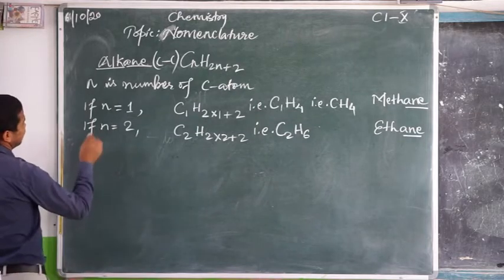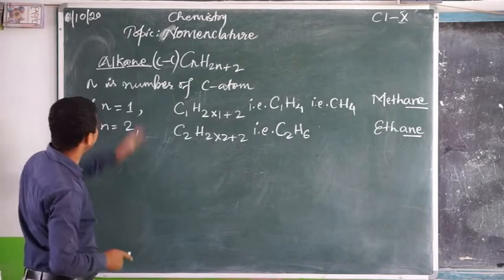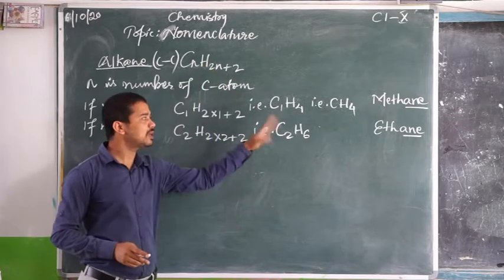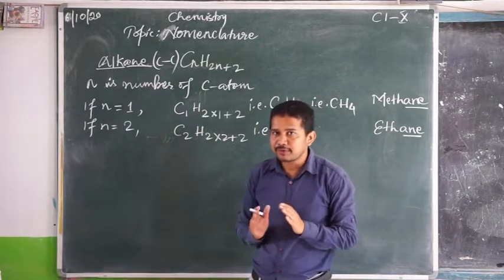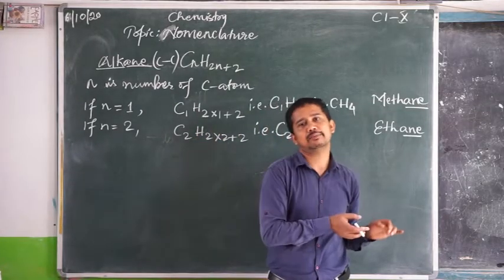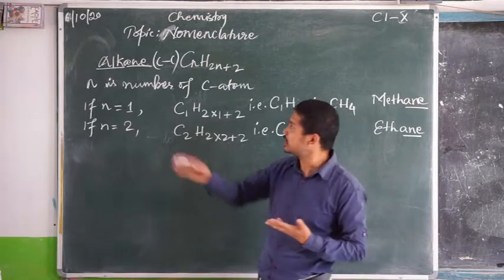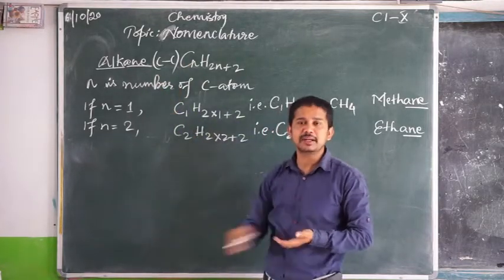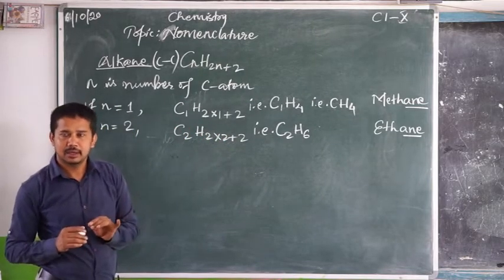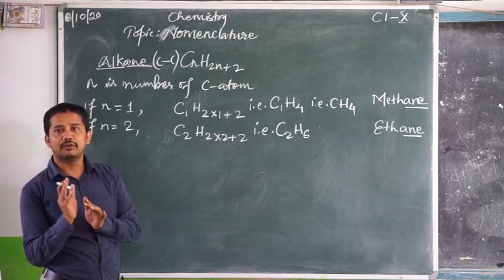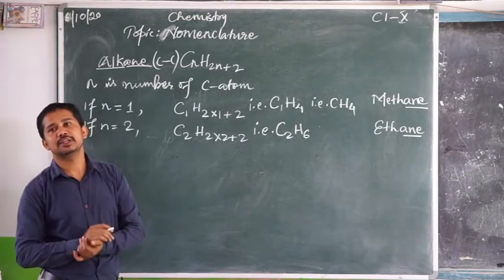Now let's see alkene. If I use this formula, I will get a group, a series of organic compounds, and this series is a homologous series. Why homologous series? Because they have the same general formula, similar chemical properties, and the difference between successive organic compounds is 14 units in molecular mass and a CH2 unit in molecular formula.